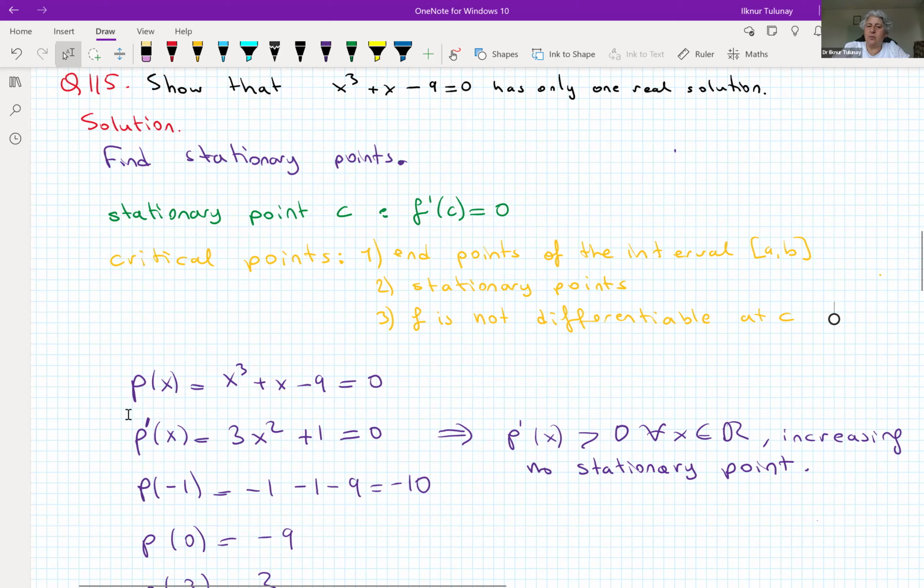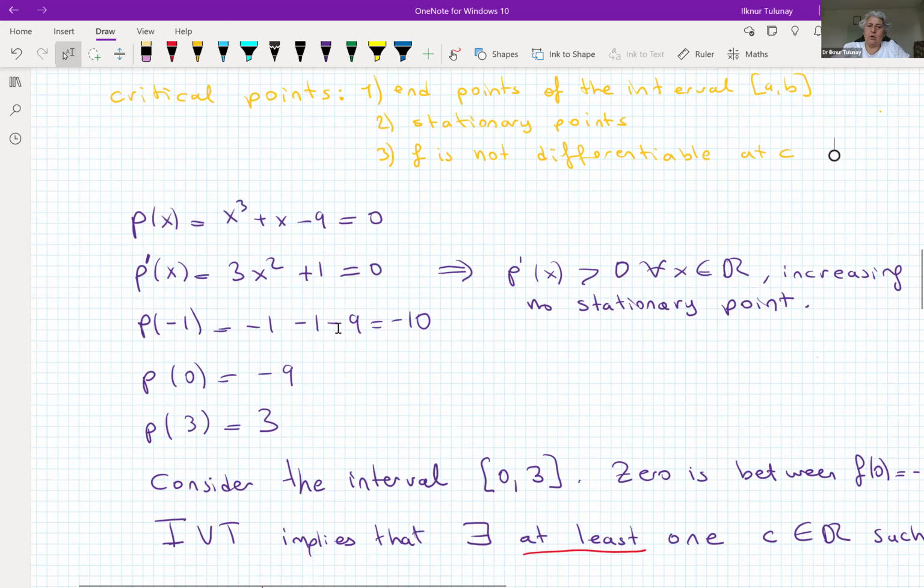If you make p prime x equal to 0, we get an imaginary solution, because you would have 3x squared equal to minus 1, so x squared is minus 1 over 3. So it's imaginary, it's a complex number. Imaginary part is non-zero. There is no real solution, so there is no stationary point. This is the conclusion.